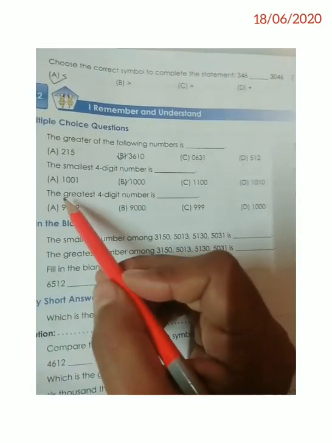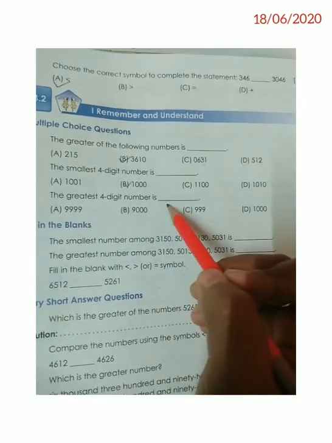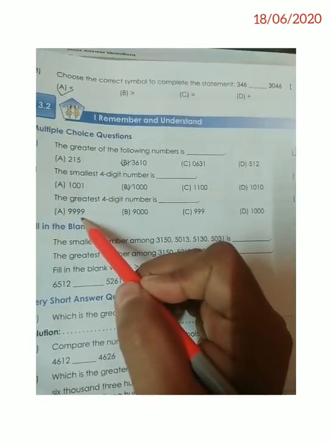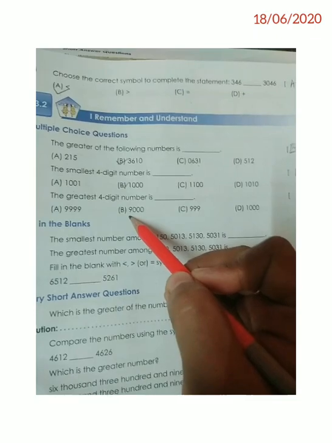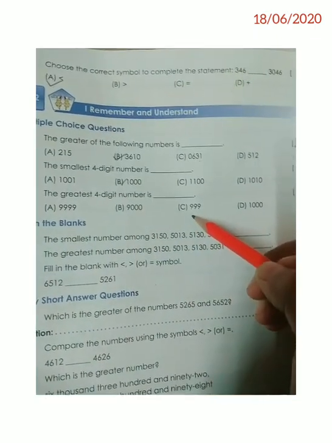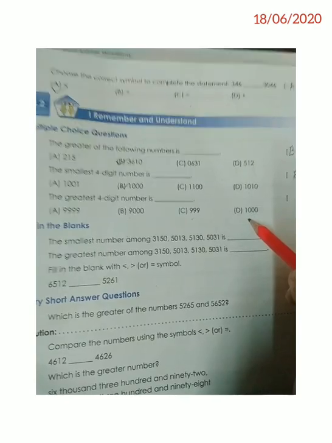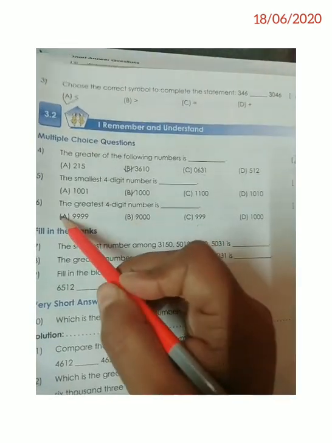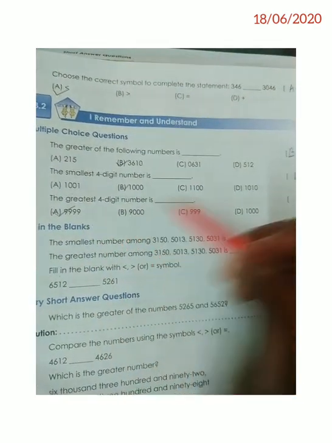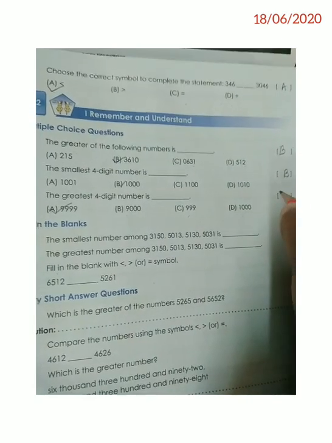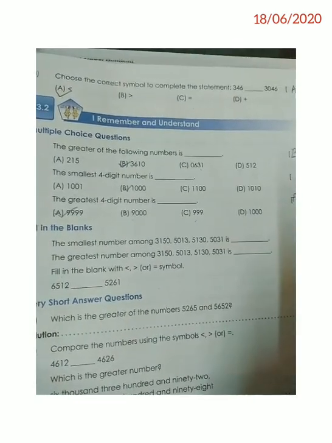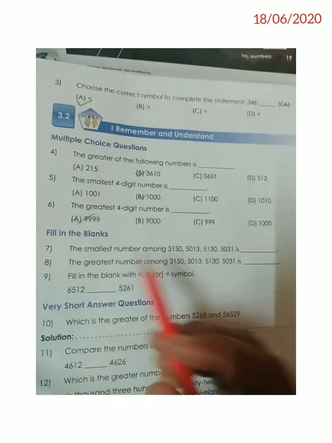Okay, next one. The greatest 4-digit number is, option A 9999, option B 9000, option C 999, option D 1000. So the correct answer is what, dear children? 9999. So here you write down A. Okay. Now the next question.